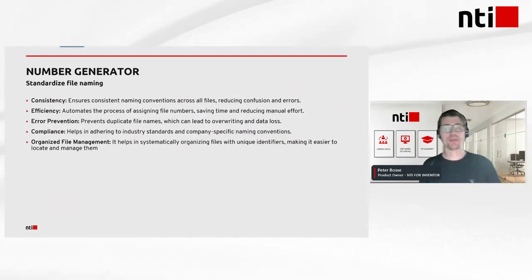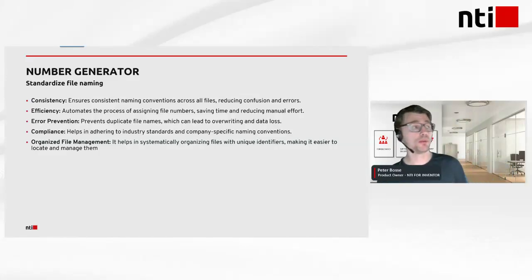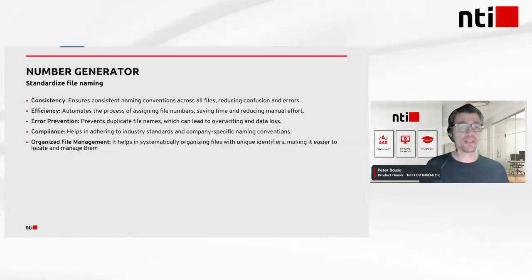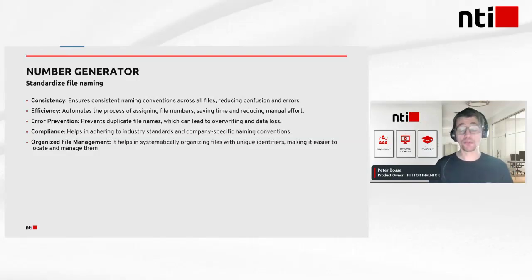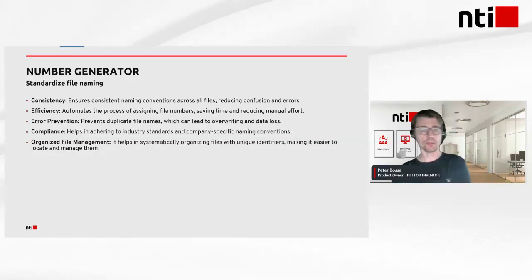Why should I have a number generator? If you have Vault Professional, you have one built into it. But if you don't have Vault Professional, only Basic, or you are using Windows Explorer, then you are in big need of a number generator. That's of course to ensure that you have consistent naming, and to ensure that you won't get any duplicated file names in your assemblies or in your database. It's also a lot faster. If you have a number generator, you just have to hit save, and it will take a new number. You don't have to think about what you should call this plate or whatever.